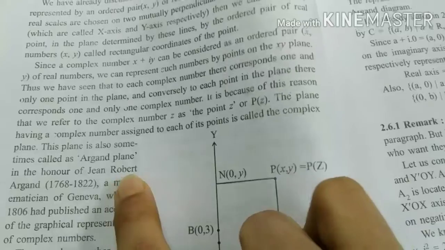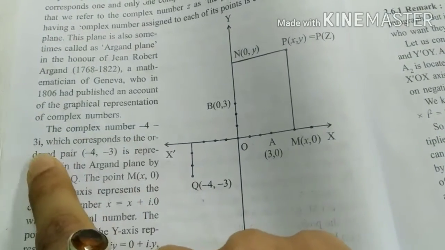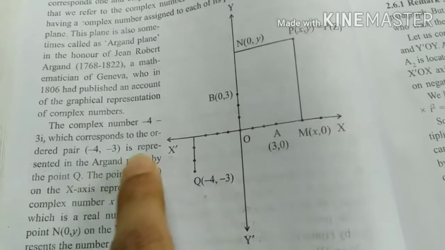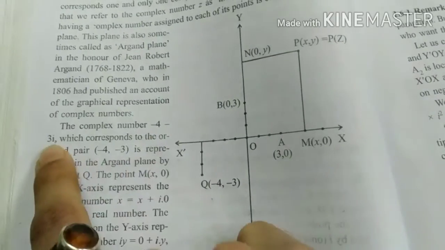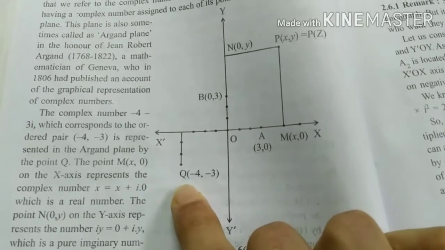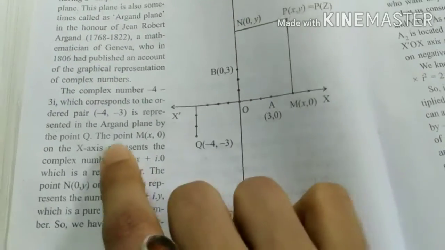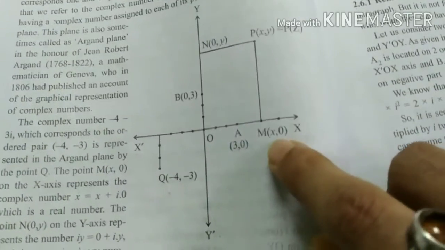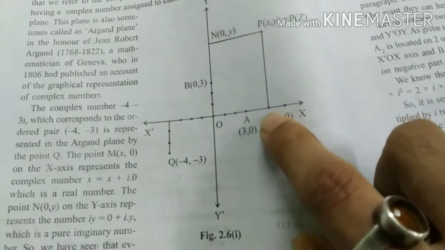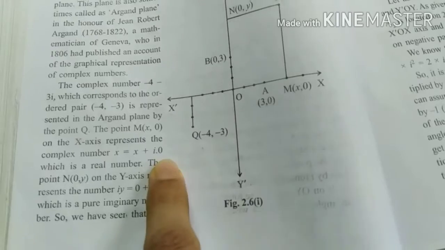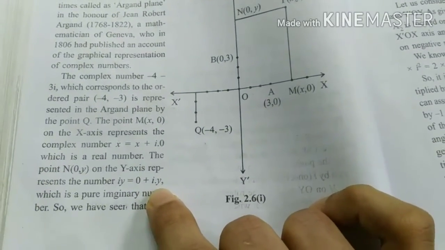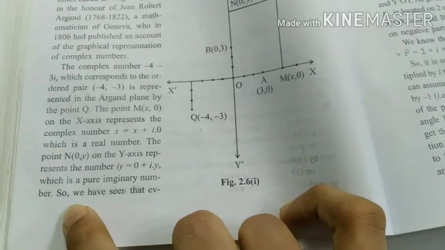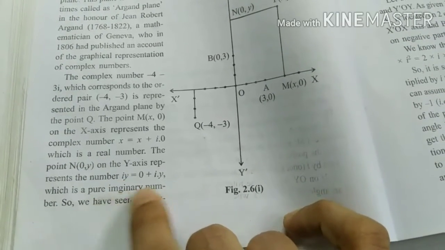This plane is also sometimes called the Argand plane. So you see the complex number minus 4 minus 3i, which corresponds to the ordered pair minus 4, minus 3, is represented in the Argand plane by the point Q. Understand? The point x comma 0 is on the x-axis, and this represents the complex number x plus i times 0. And similarly the point 0 comma y represents the complex number 0 plus iy, which is a pure imaginary number.